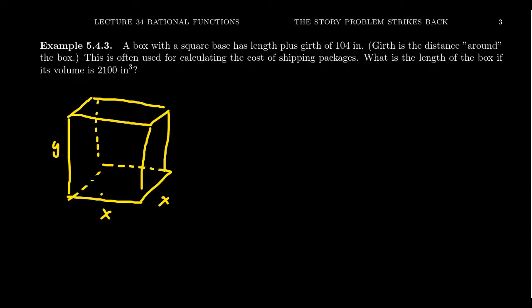So what do we understand about this problem so far? Volume makes sense to us, right? We're talking about the length of the box. What should the length of the box be if the volume is going to be 2100 cubic inches? So volume is supposed to equal 2100 cubic inches. But the volume is also equal to length times width times height. Without saying which one is which, I have a square base, I have a length y here. This is going to be equal to x squared y.